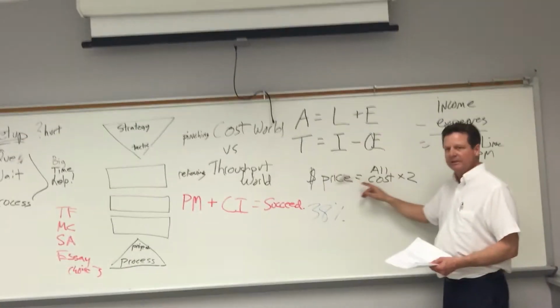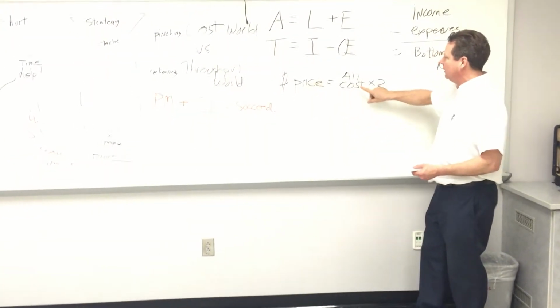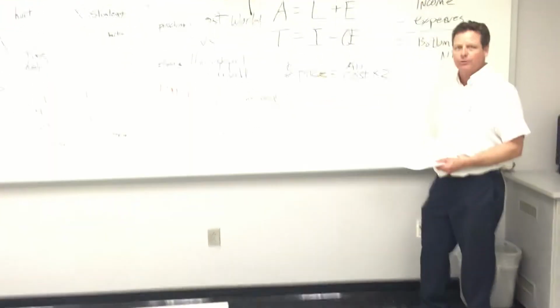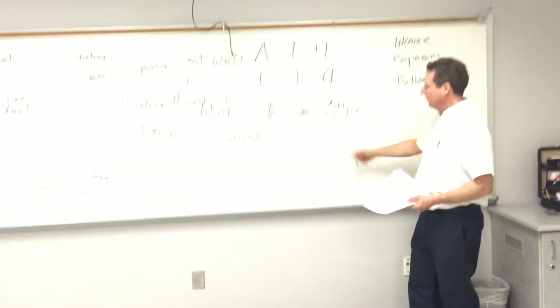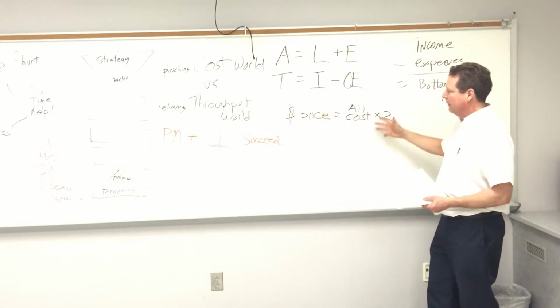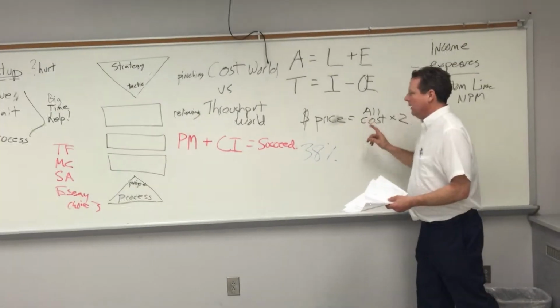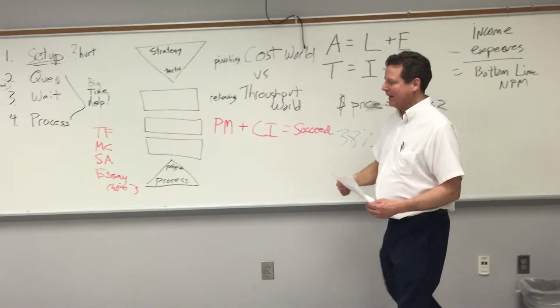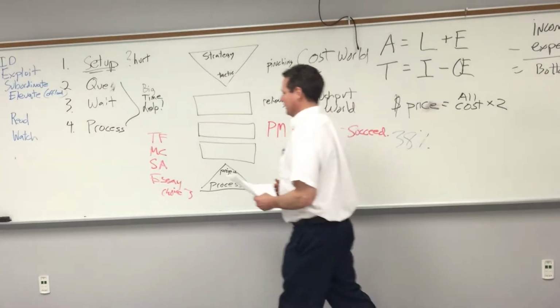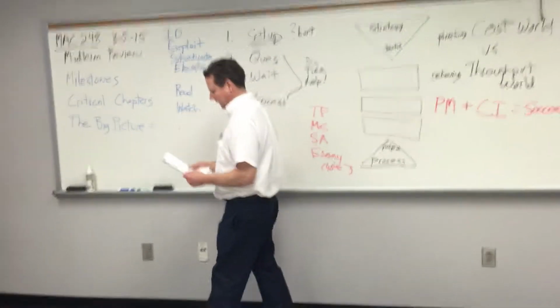This is an old keystoning formula that I think is important. The price you charge your customers should be all of your costs times 2. Unless you're first to market, then you can charge whatever the market will bear. But this is kind of what was going on in the goal as well. 38% is the net profit tax margin on American corporations, and that's where that led us.